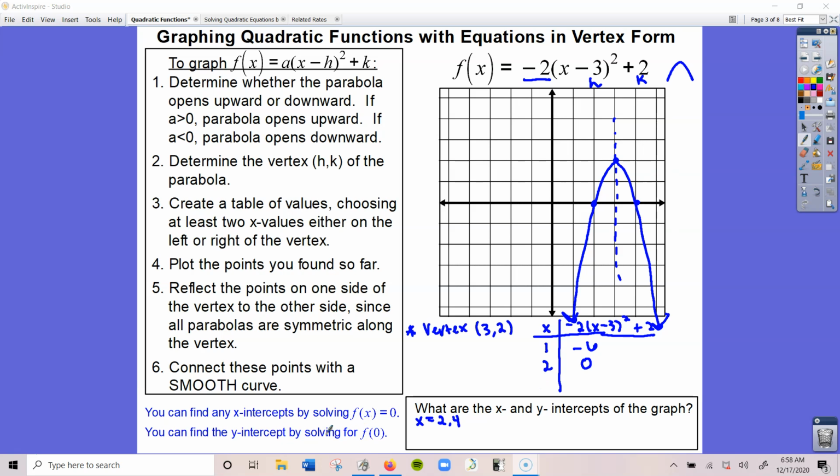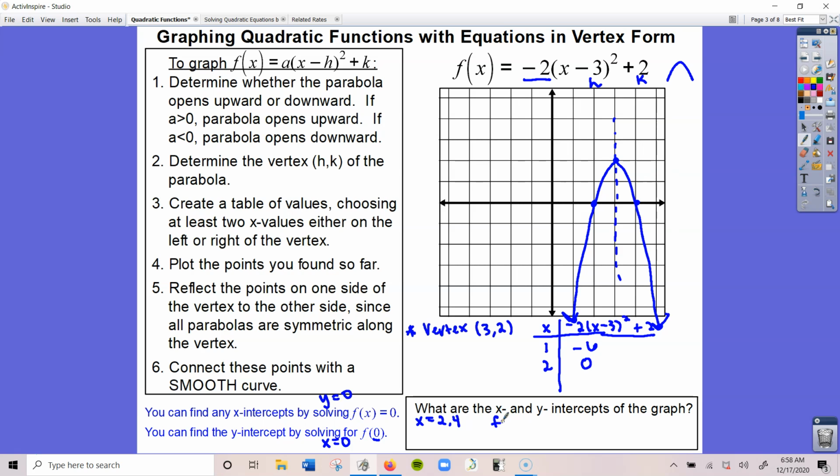And how we do that is by plugging in x is equal to 0. So just to reiterate, if you're finding your x-intercepts, that means that y is equal to 0. And if you're finding your y-intercepts, that means that x is equal to 0. So let's find these y-intercepts.